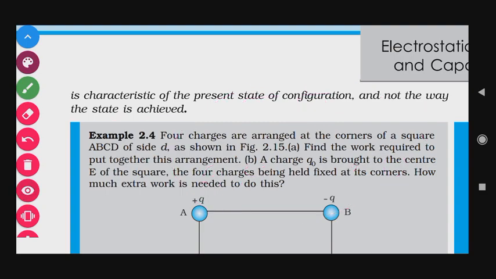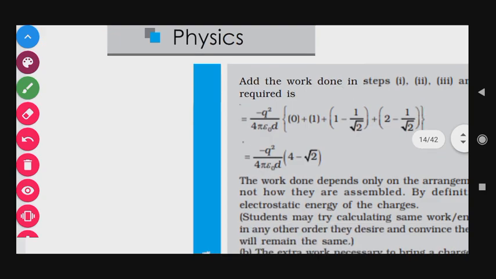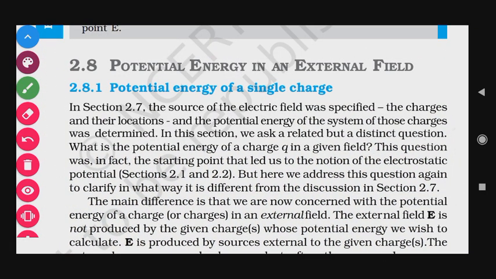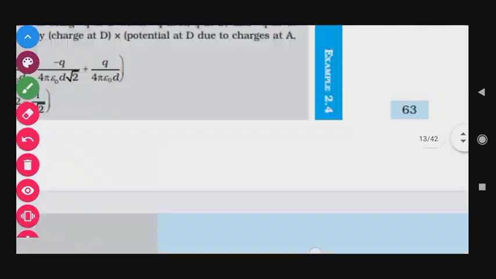I hope this paragraph is clear to you now. In the next paragraph we will discuss potential energy in an external electric field. It will be very similar to this, but there will be additional work done because of the external electric field. We will discuss that in the next paragraph.